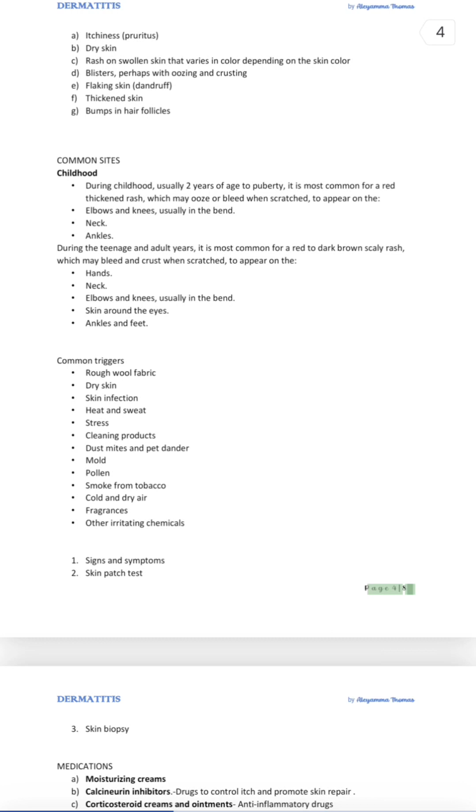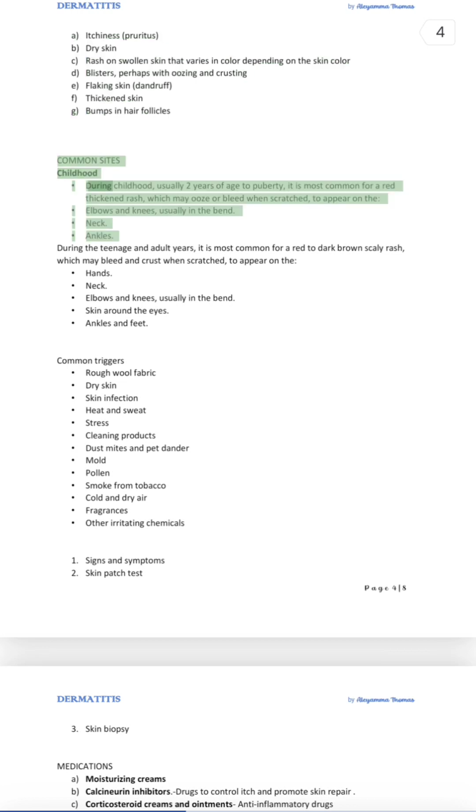Signs and symptoms: A. Itchiness. B. Dry skin. C. Rash on swollen skin that varies in color depending on the skin color. D. Blisters, perhaps with oozing and crusting. E. Flaking skin. F. Thickened skin. G. Bumps and hair follicles.